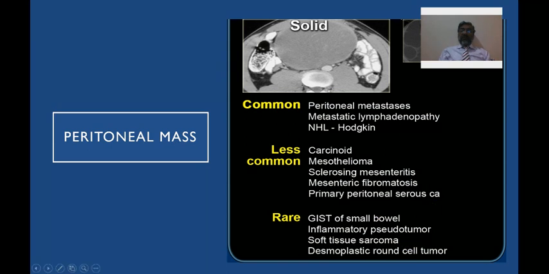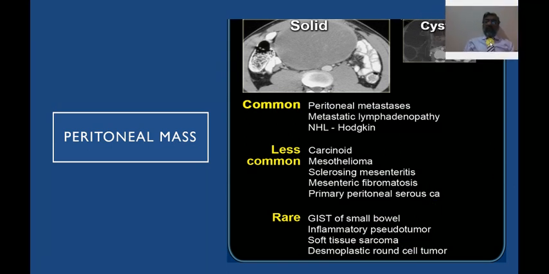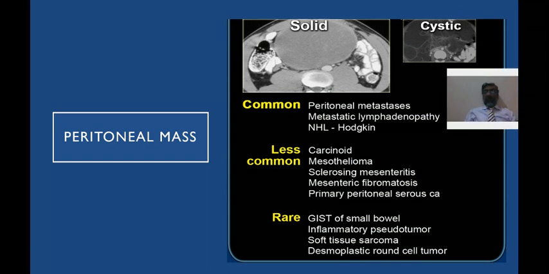Then there are tumors of the peritoneum, and we can divide these tumors into solid and cystic varieties, and we can divide these into common, less common, or rare varieties of tumors. Among common varieties are peritoneal metastasis, then metastatic lymphadenopathy, then non-Hodgkin lymphoma. It may be Hodgkin lymphoma also.